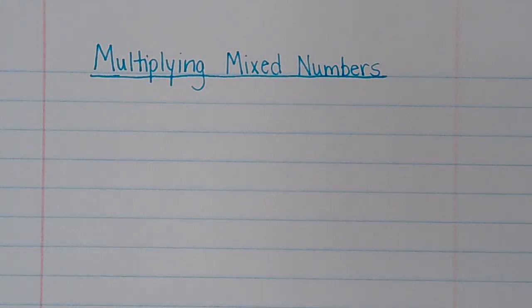All right, so we did multiplying fractions, and now we're going to do multiplying some mixed numbers. Same concept, you just got to change a couple of things. So we're going to get rolling, that way we have plenty of time to do some examples.